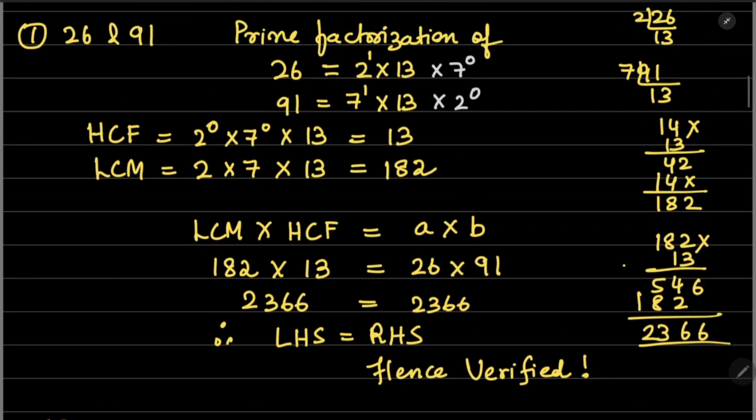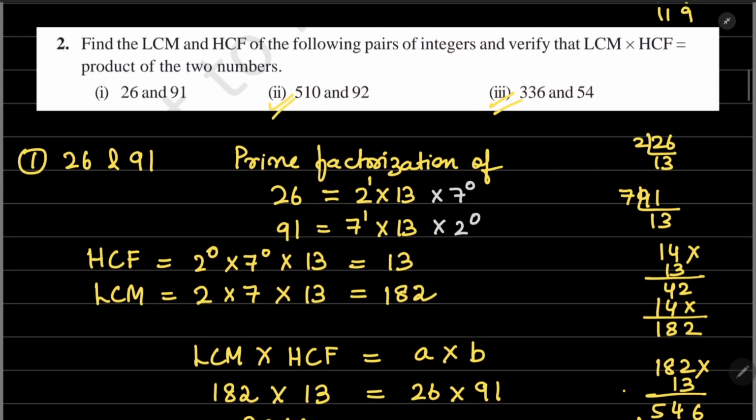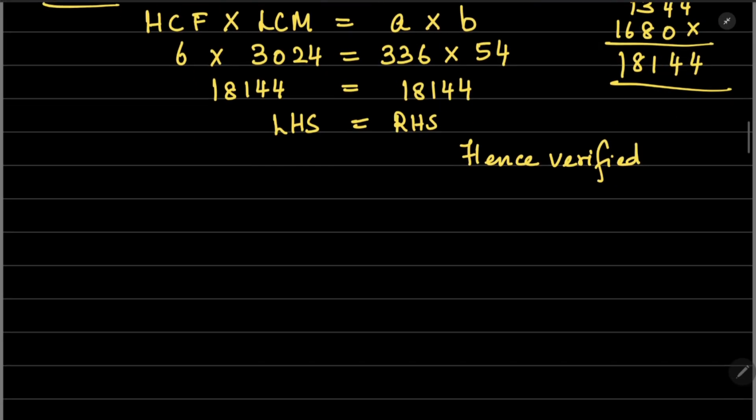Okay, do the second question also. So what is the second question? 510 and 92. So for 510 and 92, let's do it the same way.